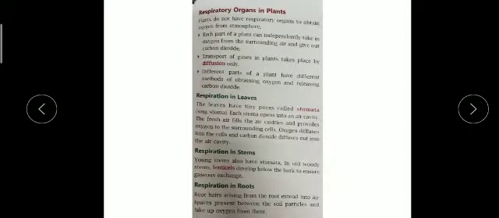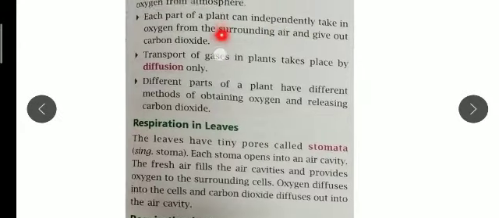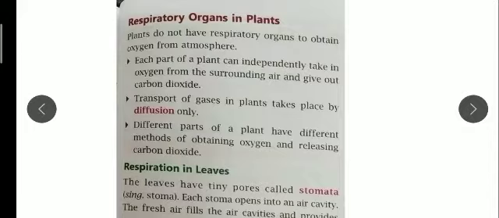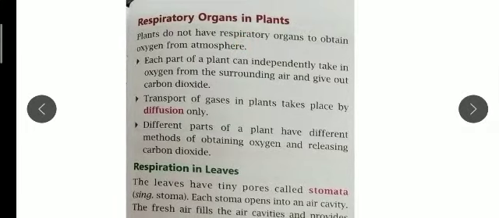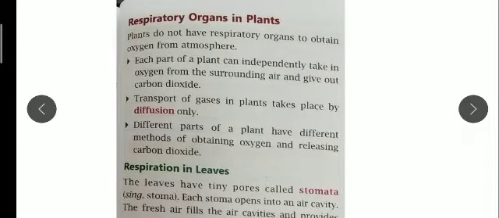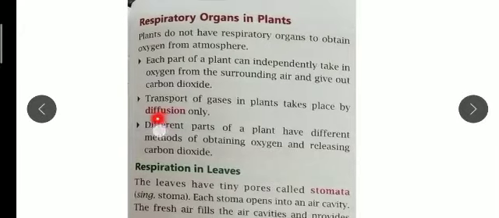Now you can see the respiratory organs in plants. As I said, different organs are present in plants, because they do not have a well developed respiratory organ like we have the lungs. So each part of the plant can independently do respiration. And how do they exchange gases? By the process of diffusion only.